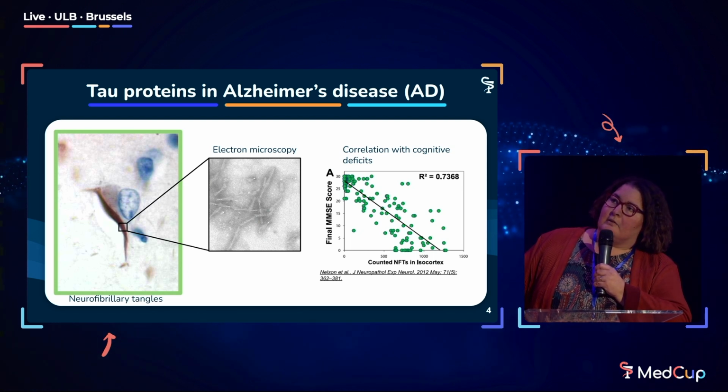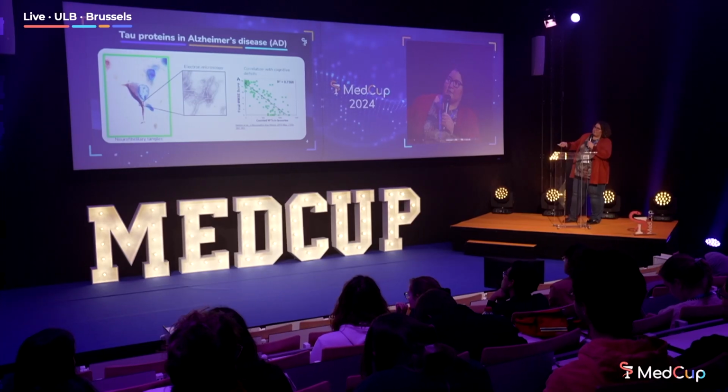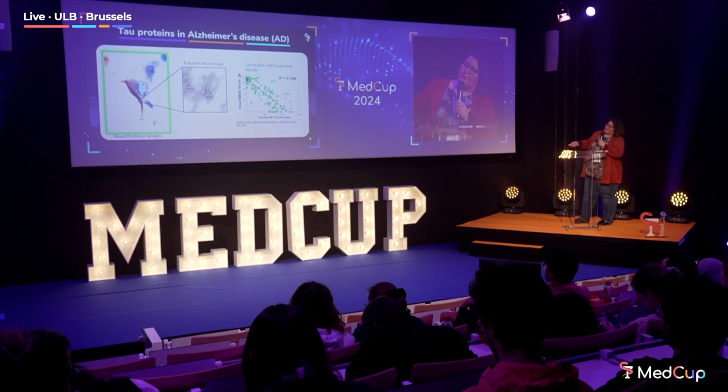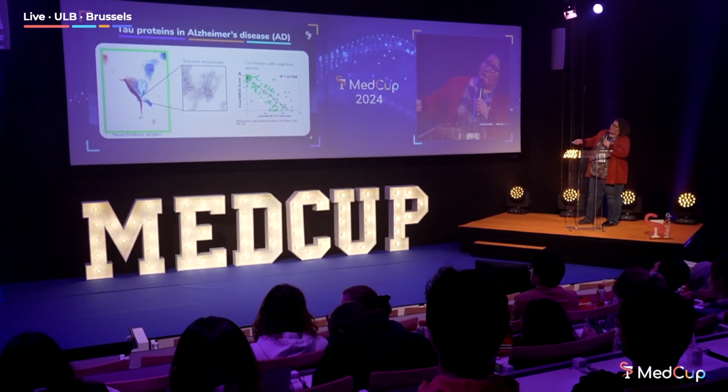Why is it interesting to study this lesion? It's directly correlated with the cognitive deficits. Here it's a curve showing the abundance of the lesion in the cortex and the cognitive score of the patients. And we can see that there is a strong correlation. More you have tangles, more deficit you have.